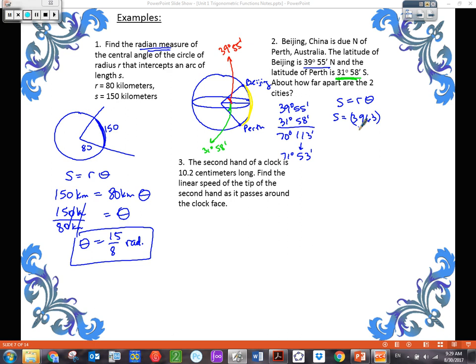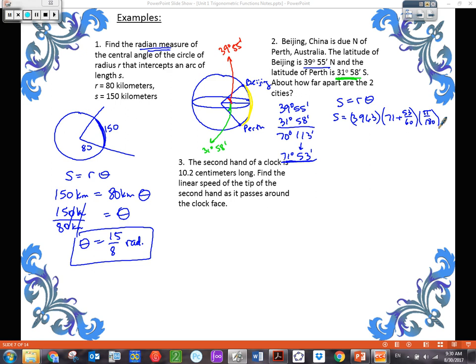Our angle measure is this right here. Now I'm going to be inputting that in a calculator, so I'm going to write it like I would put it in a calculator: 71 plus 53 over 60. Okay, so that's the angle measure. But that's not enough, is it? That's in degrees. To use this formula, I have to be in radians. So I'm going to have to multiply this by pi over 180.